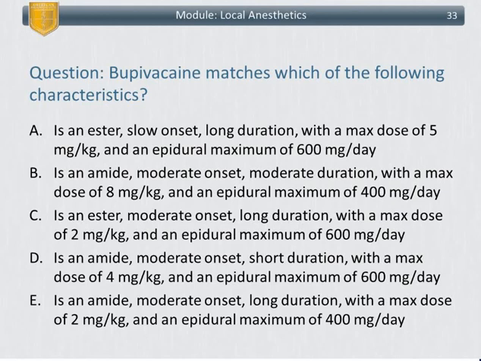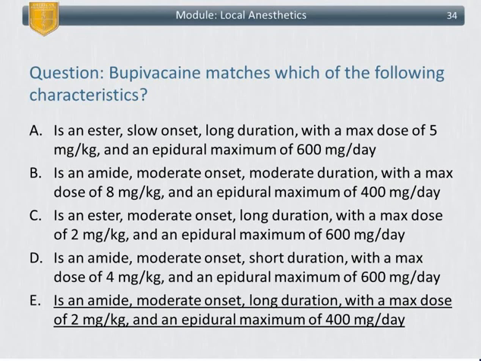Choice B, it's an amide, moderate onset, moderate duration, maximum dose 8 milligrams per kilo, epidural maximum 400 per day. Choice C, it's an ester, moderate onset, long duration, maximum dose of 2 milligrams per kilo, epidural max of 600 per day. Choice D, amide, moderate onset, short duration, maximum dose of 4 milligrams per kilo, and an epidural max of 600 per day. Choice E, it's an amide, moderate onset, long duration, maximum dose of 2 milligrams per kilo, and epidural maximum of 400 milligrams per day.